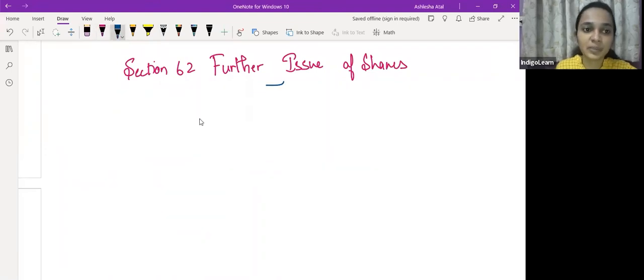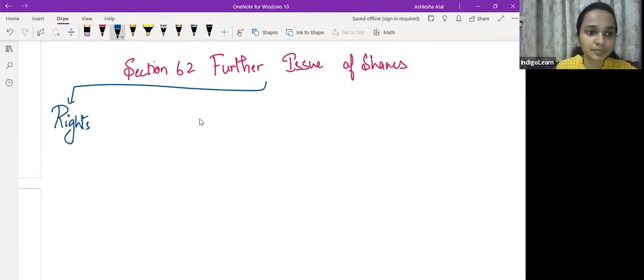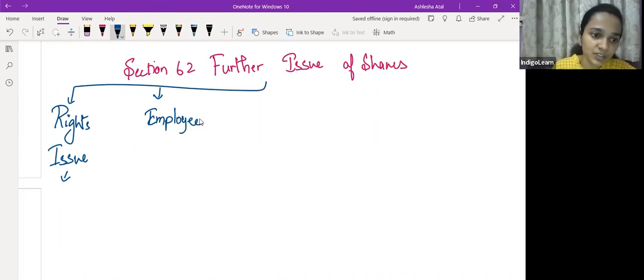What are the different means of further issue of shares? Let's understand. First of all, the company can make a rights issue. We'll understand each and every point in detail. Right now I'm just giving you an overview. First, the company can make a rights issue if it wants to make a further issue of shares. Or the company can issue its shares to its employees. Issue shares here to existing shareholders.